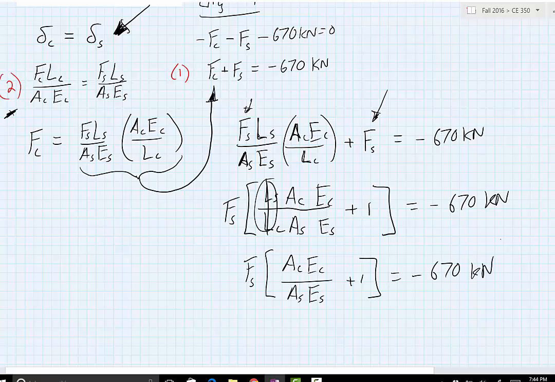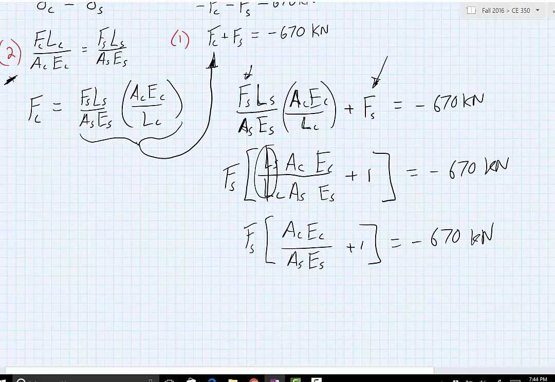Okay, so now we're almost to a part where we can start throwing in some values here. We got one more relation. This is a constant right here. 670 is a constant. 1 is a constant. We know the modulus of elasticity, both the concrete and the steel are given, and the force here of steel, we know is going to be 20% of 670. So those are all knowns.